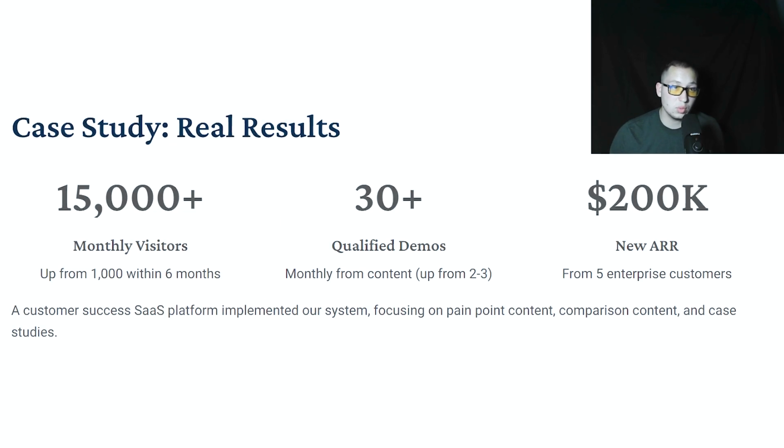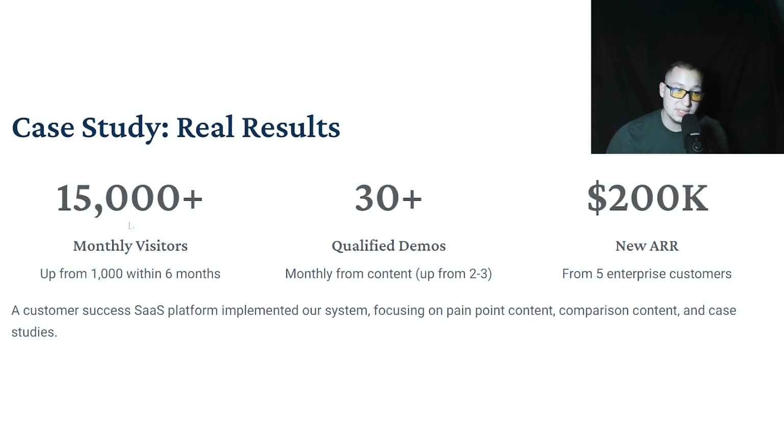Let me show you how this works in practice. One of our clients, a customer success SaaS platform, implemented this exact system. Before working with us, they were publishing random blog posts with no strategy. They were getting around 1,000 monthly visitors and 2 to 3 demos per month from their content. After implementing our content system, they focused on pain point content around reducing customer churn. They also built comparison content, positioning their solution against alternative competitors. And then lastly, they created case studies showing specific ROI from using their platform.